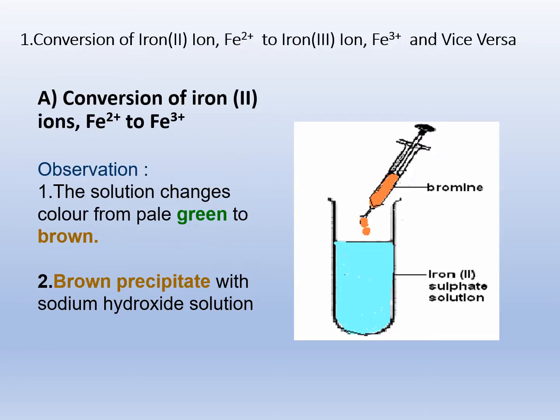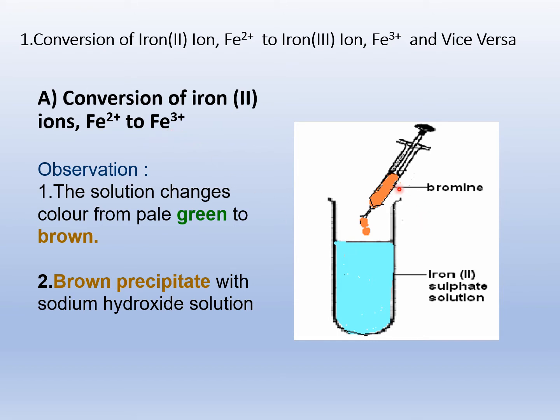Okay, now we go to the first one, conversion of iron 2 plus to iron 3 plus. So what is the difference? The charge, okay, from 2 plus it changed into 3 plus. So if you have understood about increasing of oxidation number, the process here is oxidation, but actually it happened at the same time with the reduction. Okay, conversion of iron 2 plus to iron 3 plus.